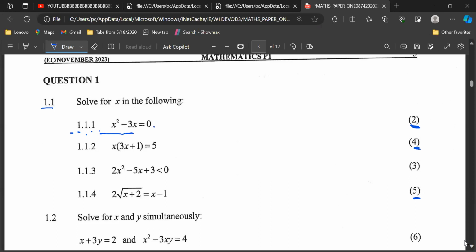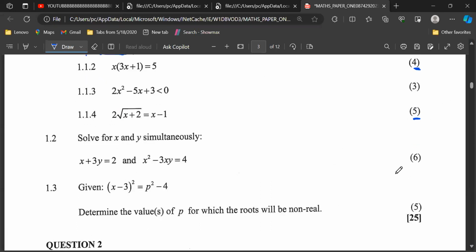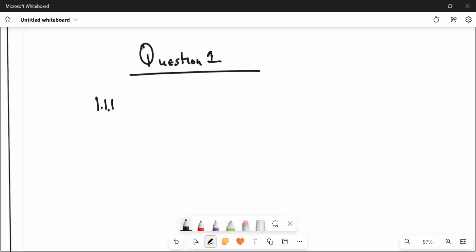Now, as we are saying, once you get stuck on a question, you just leave a space. So let's say, for example, I'm trying to do question 1. Okay, let's just check what is this question 1.